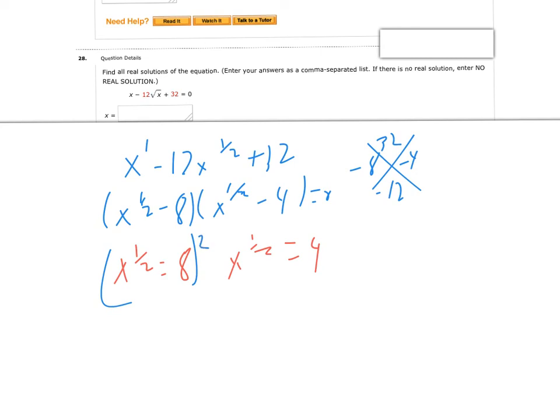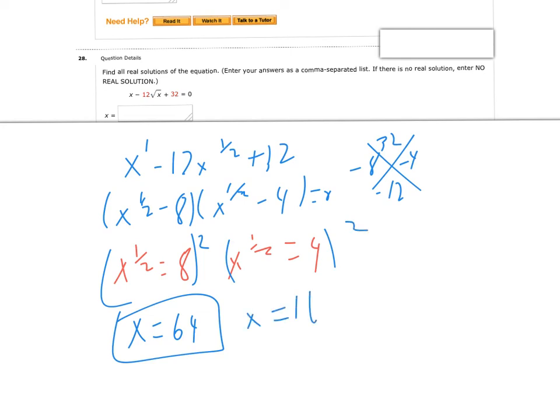And then I can square both sides here to get rid of that 1/2. If you can think of it as a square root, I'm squaring to get rid of, so that's 64. It's not a plus or minus because I squared it. I didn't square root it. And then I square both sides here, and x equals 16.